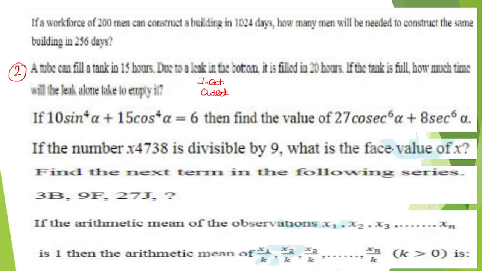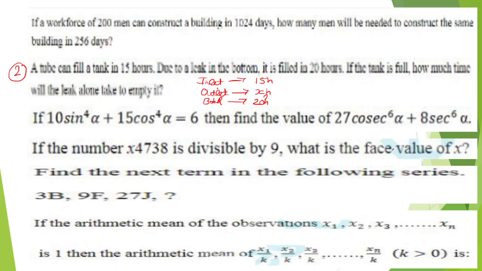So I hope you already know these terms, inlet and outlet. Okay, so inlet pipe takes 15 hours, while outlet pipe takes, we don't know, we can say X hours. And due to a leak in the bottom, it is filled in 20 hours. Okay, if both are opened, then the tank is filled in 20 hours.